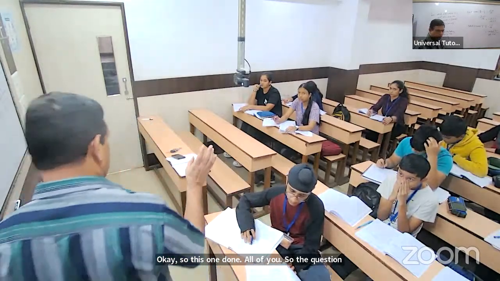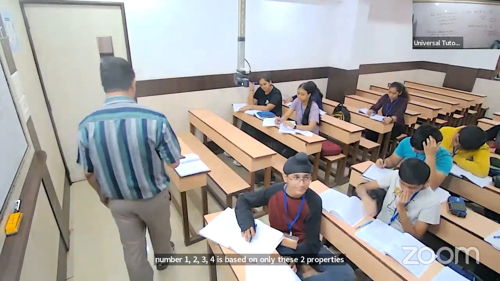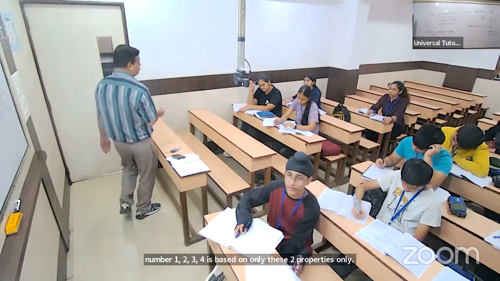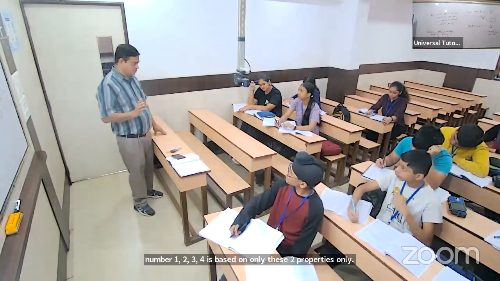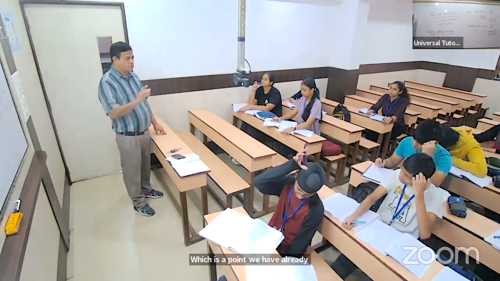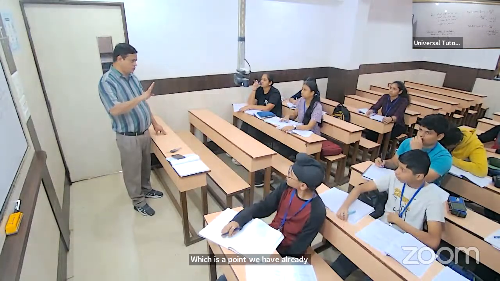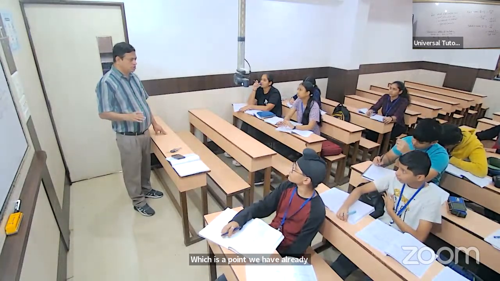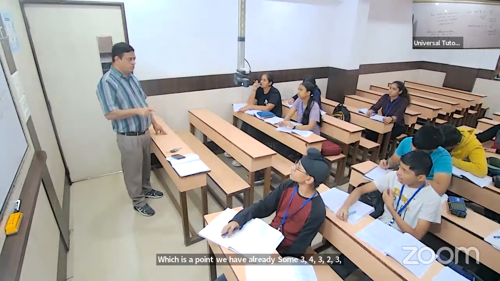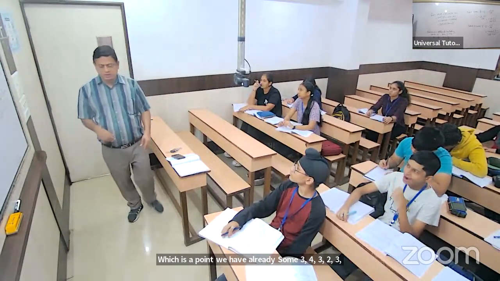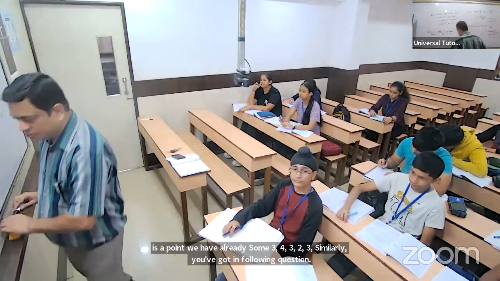Yes, sir. So question number 1, 2, 3, 4 is based on only these two properties. Okay, now we are going to do a little more identities, which we have already done. Some 3, 4 identities I am going to give you. This you have to learn. Similar ones you have done in the first one, same thing. After I write, you will come to know it is the same thing. It's completed, all of you.